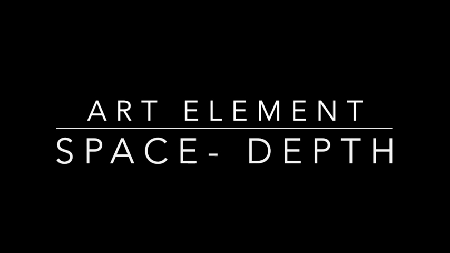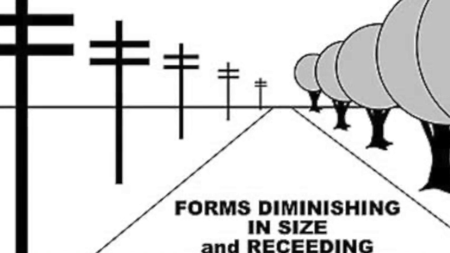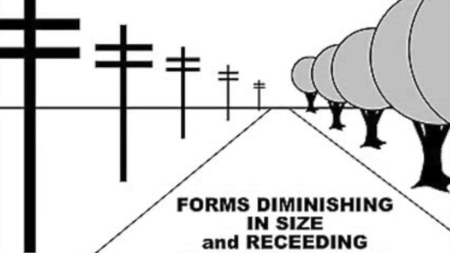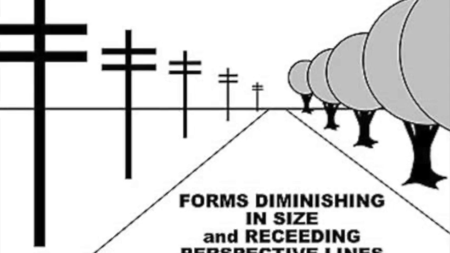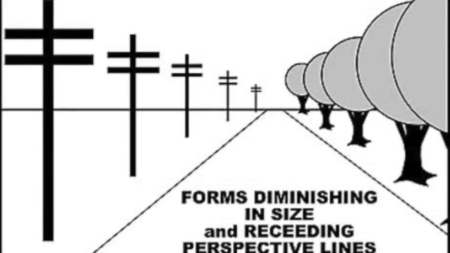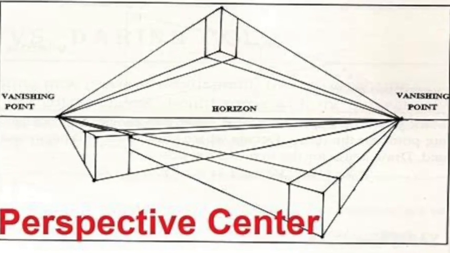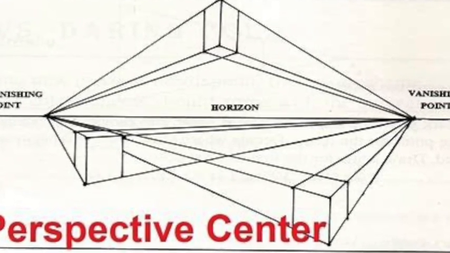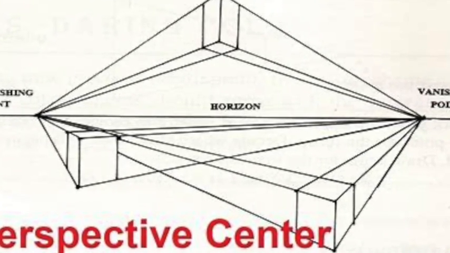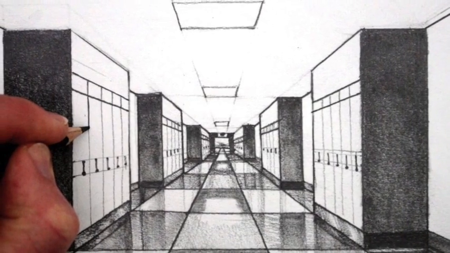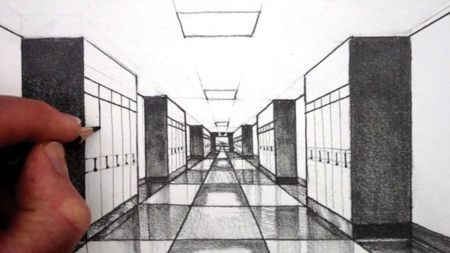Today we're going to look at the art element space again, but this time we're going to study a different component of it besides negative and positive, and we're going to look at depth. So depth is creating objects that look like they're close to you and far away from you through the use of perspective. Artists have been working with this since the Renaissance, and there's some really cool optical illusions you can make. It's probably one of my favorite techniques.